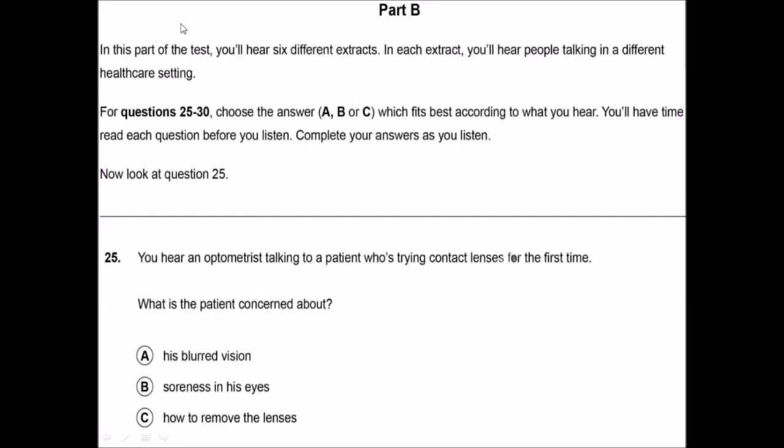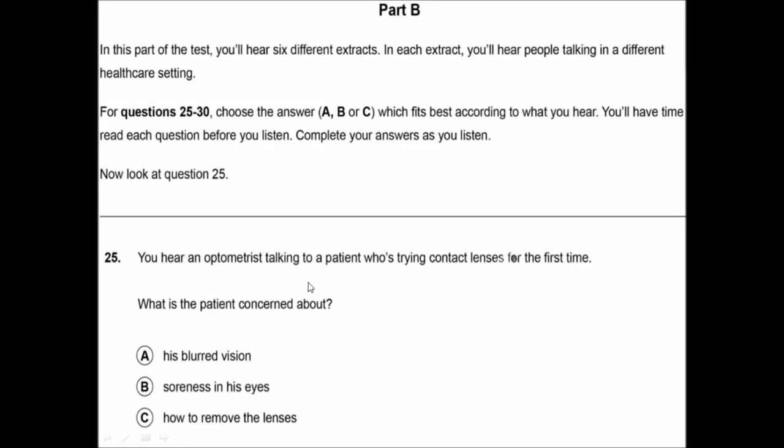This type of question paper will be given to you in the OET listening part B exam, and the audio will start from here. In this part of the test you will hear 6 different extracts, in each of which people talk in different healthcare settings. Then the audio will say, now look at question number 25. You hear an optometrist talking to a patient who's trying contact lenses for the first time. Then he will say, now read the question.